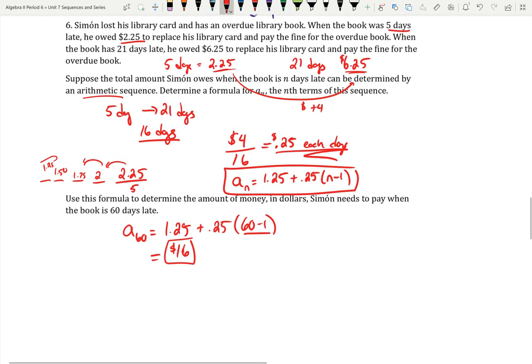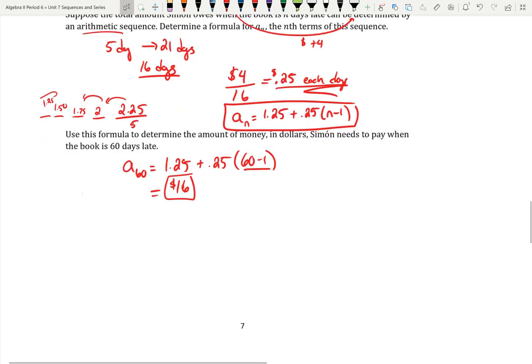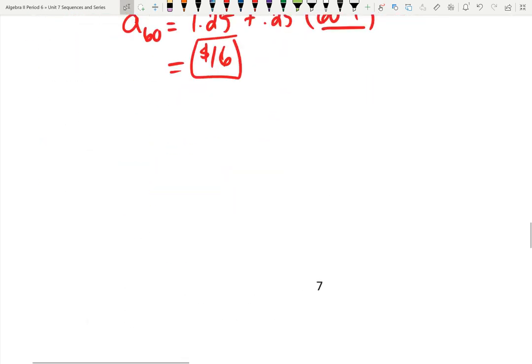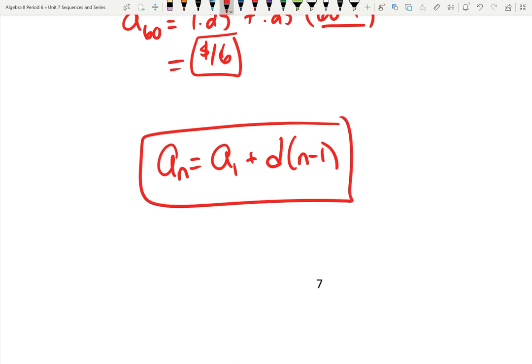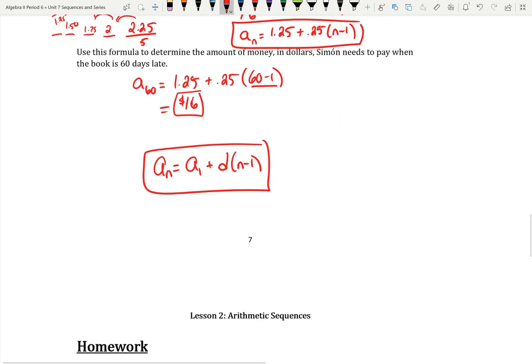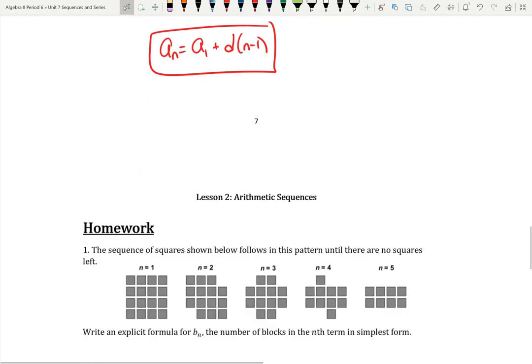So arithmetic sequences are all about adding, and we can write explicit formulas by starting at A1, adding the common difference, n minus 1 times. That's how we deal with arithmetic sequences.